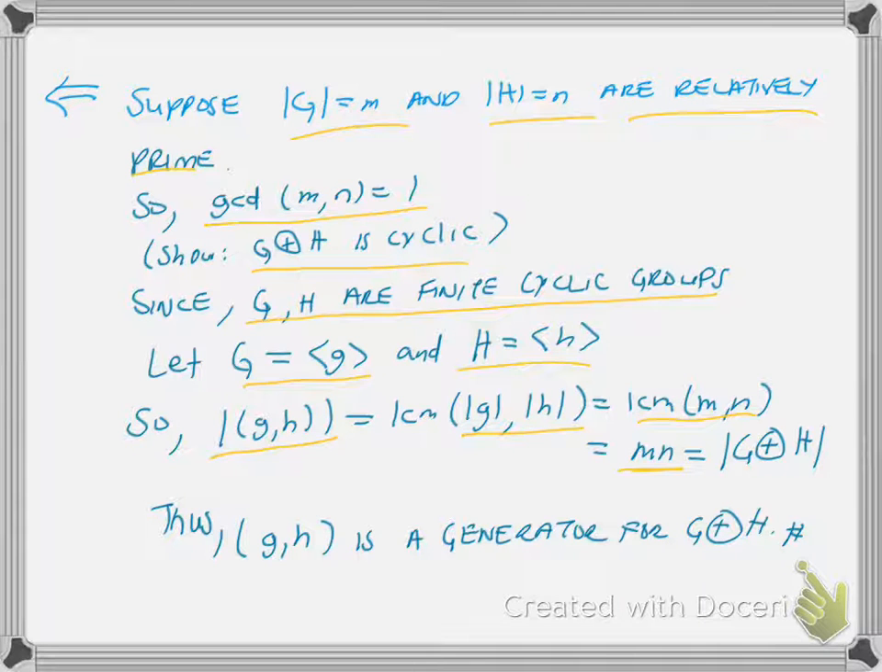And that, going back to the fact that we're assuming they're relatively prime, then the least common multiple of two numbers that are relatively prime will be M times N. I don't know if we talked about that directly, but that's just a fact, okay? And so that equals the order of G cross H. So thus GH is a generator and it's cyclic, and we are done. And I thought that was a cool proof.